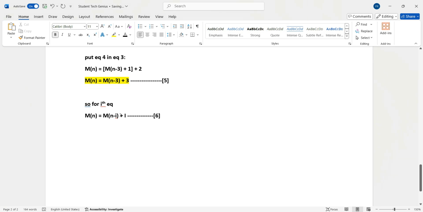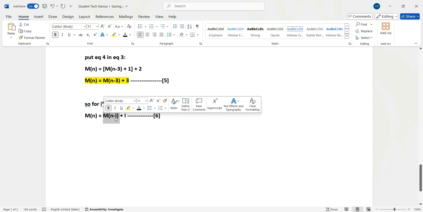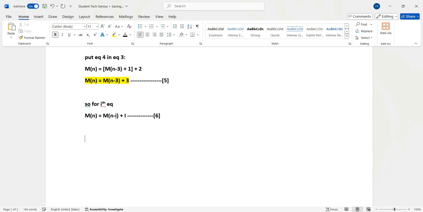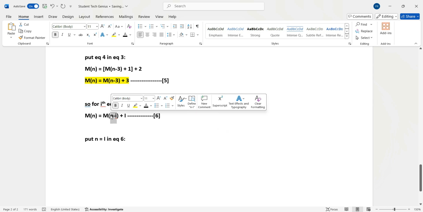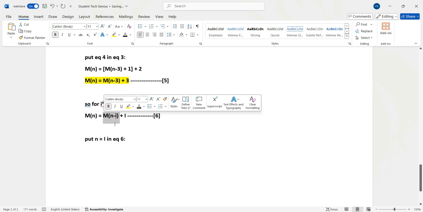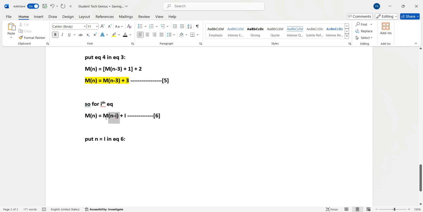Now I still have m of n minus i in the right hand side. So I want to remove this. To remove this, I will put i equal to n in equation number 6. If I put i equal to n in equation number 6, then n minus i will be 0. So m of 0 will be 0. So I will remove this m term from the right hand side. So what I get is m of n minus n will be m of 0.